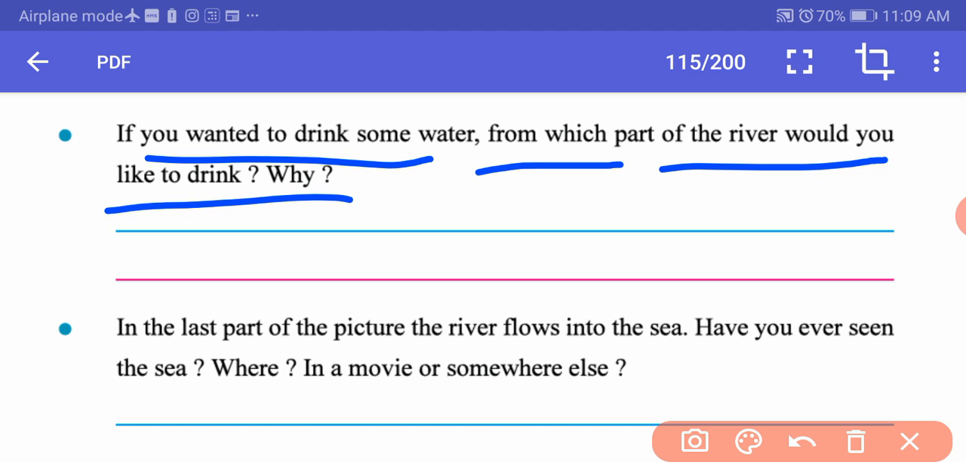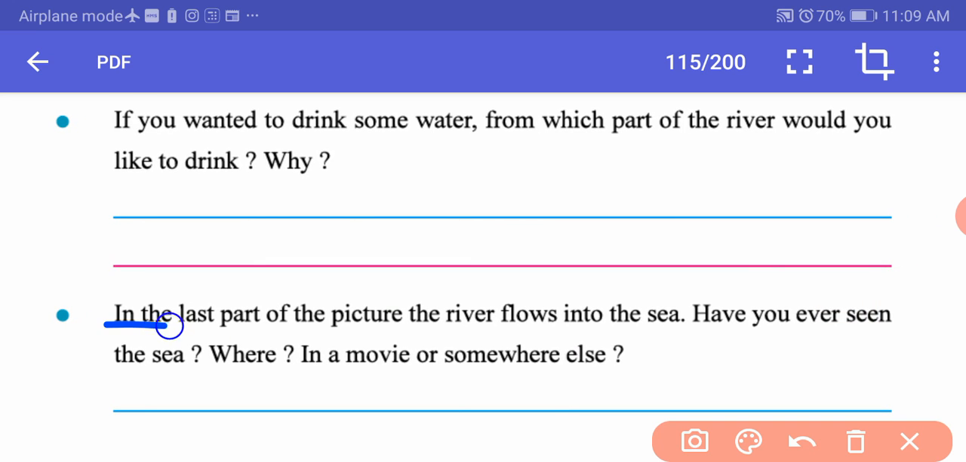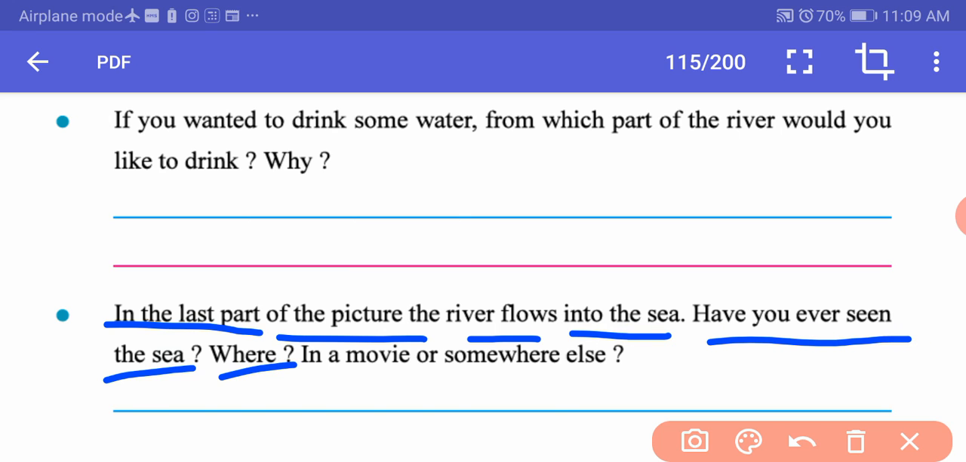The next question is, in the last part of the picture, the river flows into the sea. Have you ever seen the sea? Where? In a movie or somewhere else?